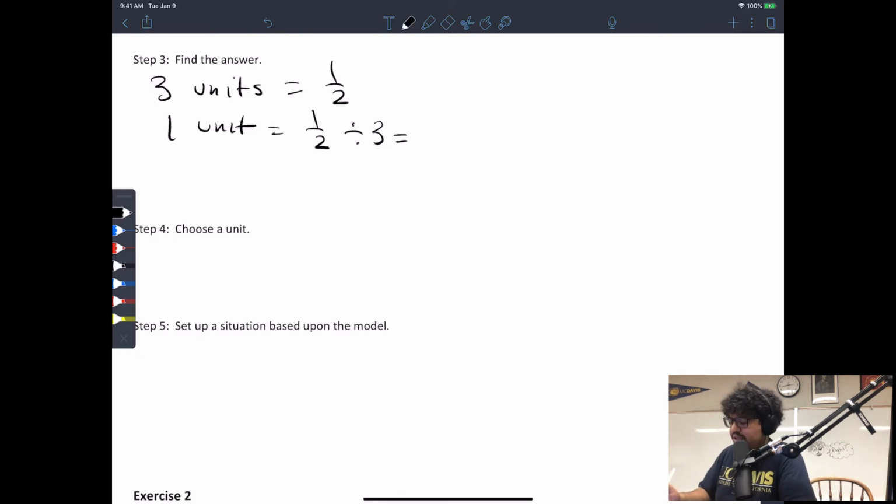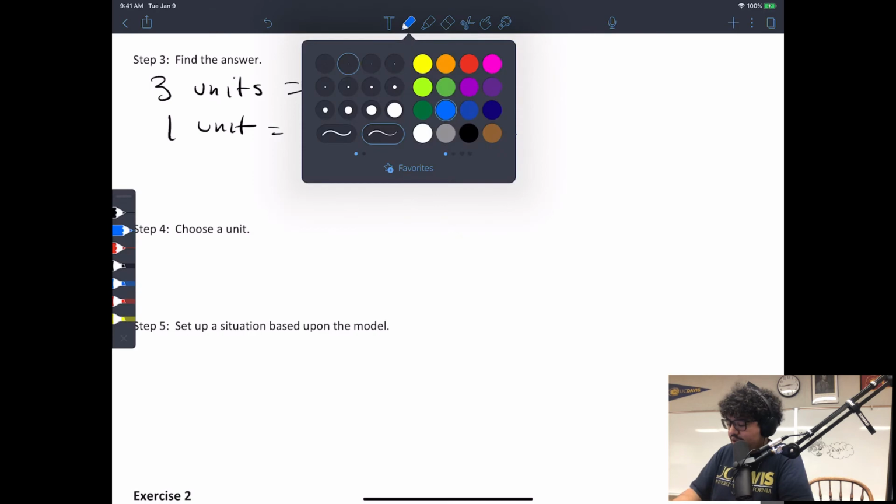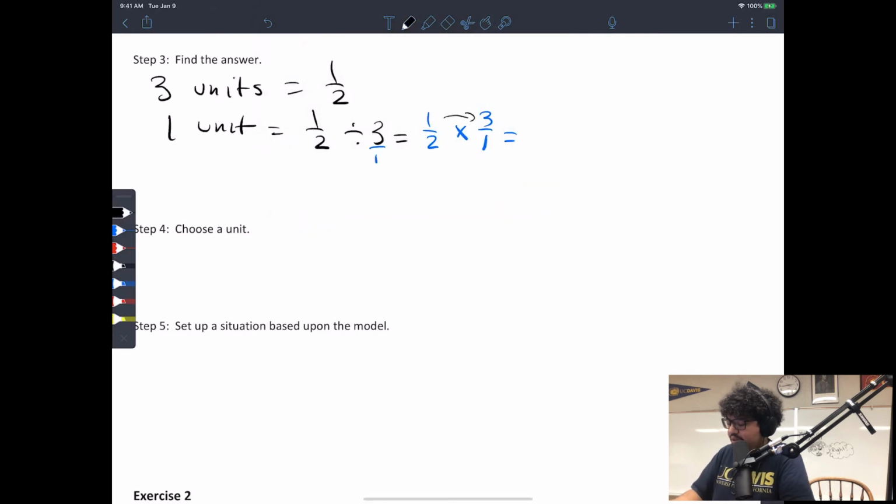To do that, I can use my reciprocal method, where I keep the first fraction, change from division to multiplication, and then use the reciprocal, 3/1. Remember, because there's a 1 under the 3. So now I multiply across. I'll do 1 times 3 is 3, and 2 times 1 is 2.